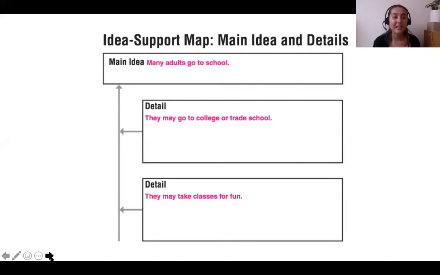Another detail is, like Simon said, adults can take classes just for fun. Maybe they don't want to take classes to pursue a career, but maybe it's to learn another language. Maybe it's to learn how to salsa dance. Maybe it's to learn how to cook. Maybe it's just simply for fun. So good job to that, guys.